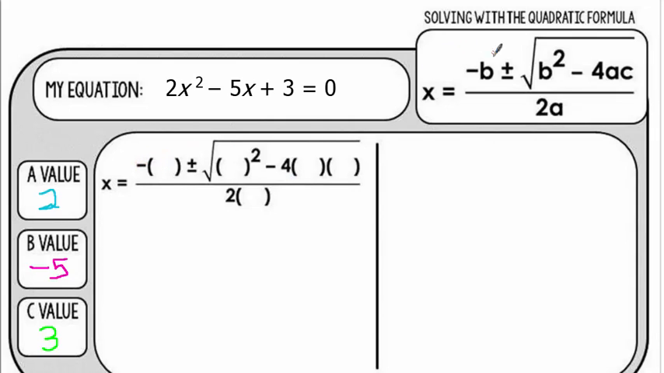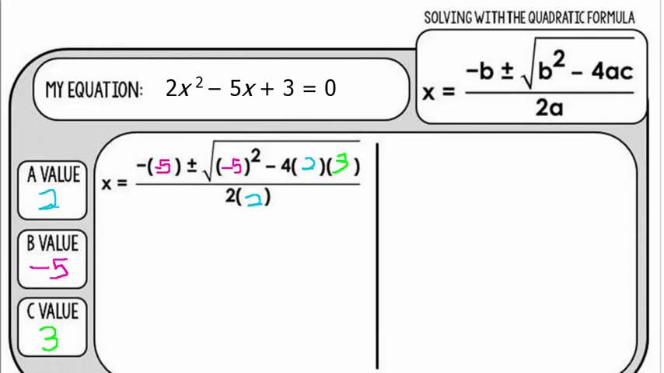Negative what? This first spot is a b, so I'm going to plug in -5. Plus or minus square root, my next one is also b. Then I next run into a and c. So a is 2 here, c is 3, and in the denominator I have a again.